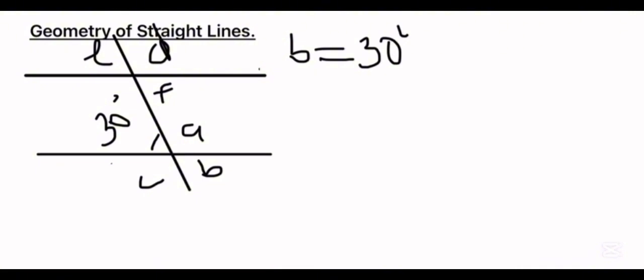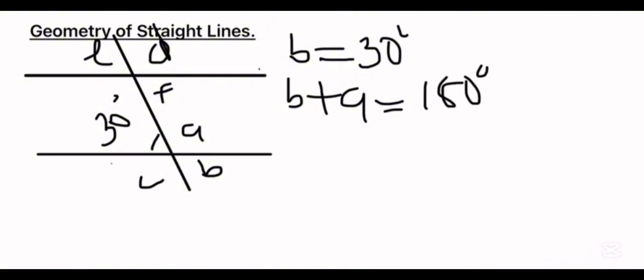And then I could also say, since I know that B is equal to 30 degrees, B plus A is equal to 180 degrees, sum of angles on a straight line, or supplementary angles. Now, A is going to be equal to, since B is 30 degrees, we'll be subtracting 30 degrees from both sides. A is going to be equal to 180 minus 30, which is equal to 150 degrees. Now, A is 150 degrees.